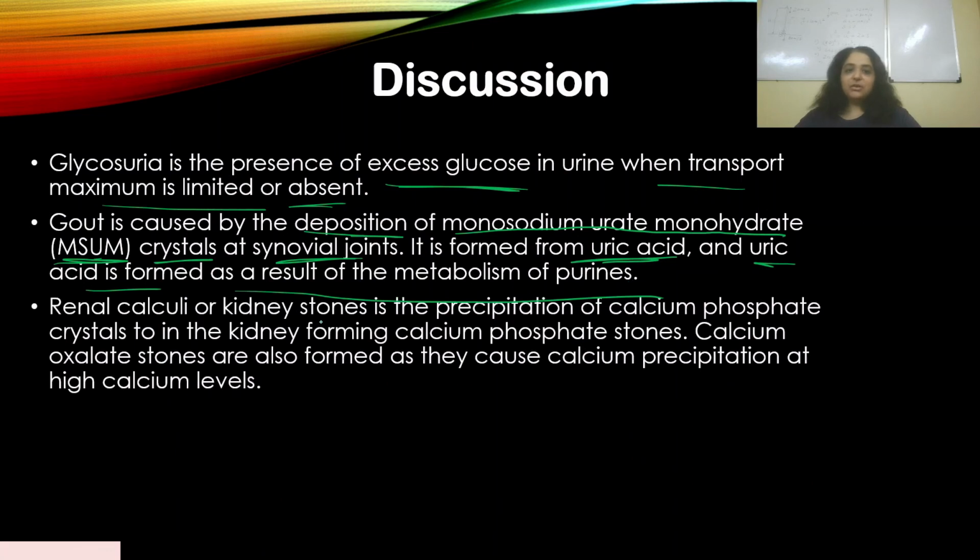Renal calculi or kidney stones is the precipitation of calcium phosphate crystals in the kidney, forming calcium phosphate stones. Calcium oxalate stones are also formed, as they cause calcium precipitation at high calcium levels. So calcium oxalate stones are also formed.